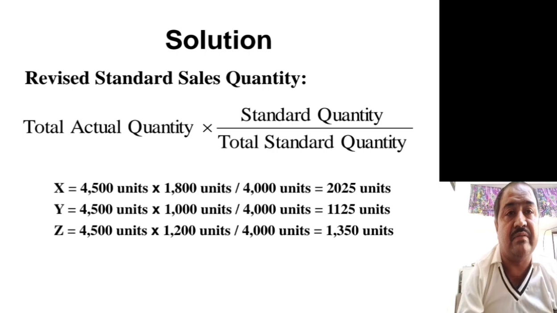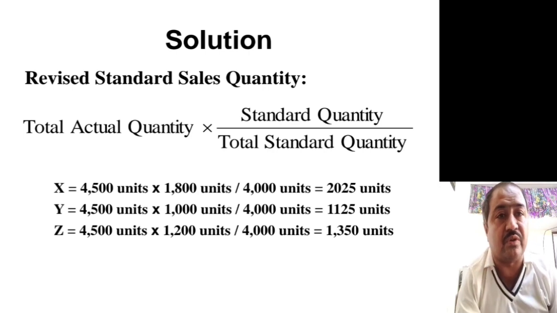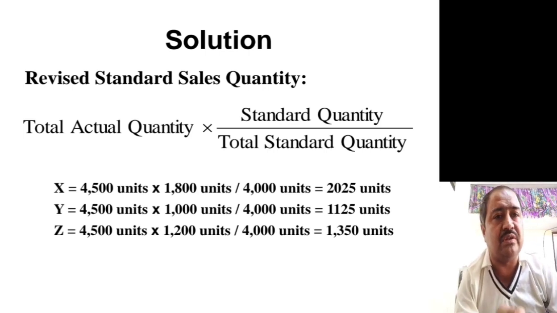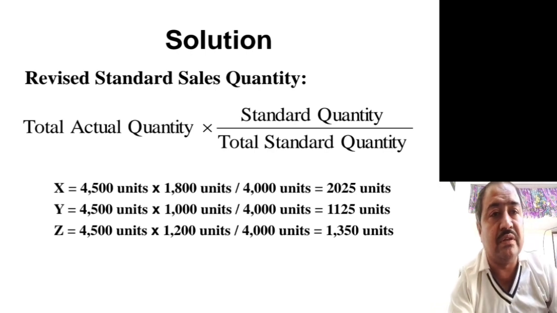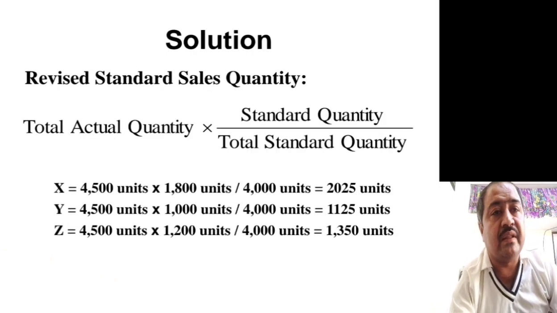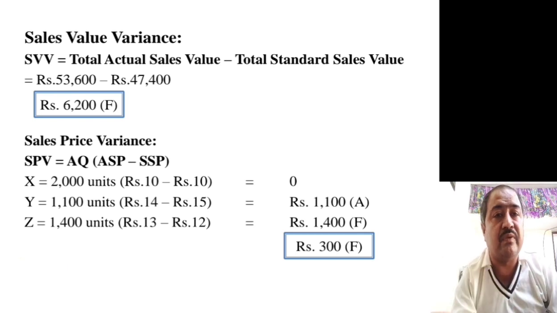So let's do some calculation. You can use this formula also: total actual quantity into standard quantity divided by total standard quantity, and this is the calculation of x, y and z, how we convert into a revised quantity. Okay, and then after that there are five formulas and 5 variances are possible.